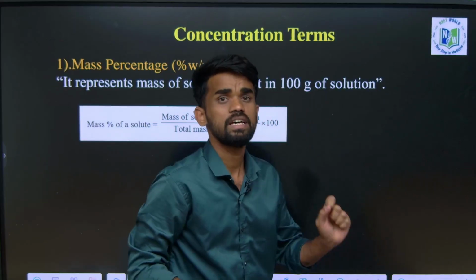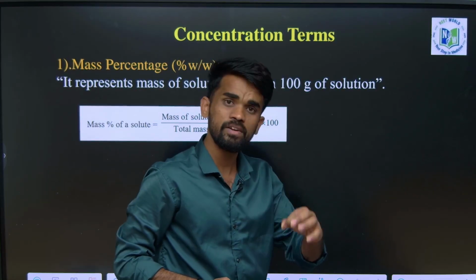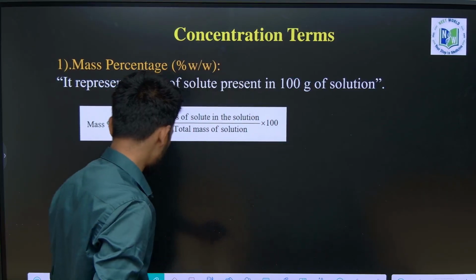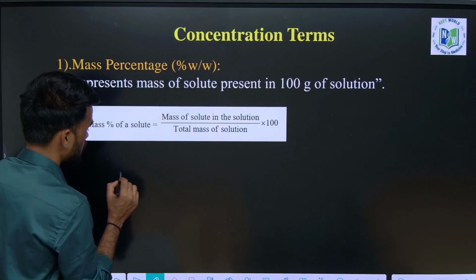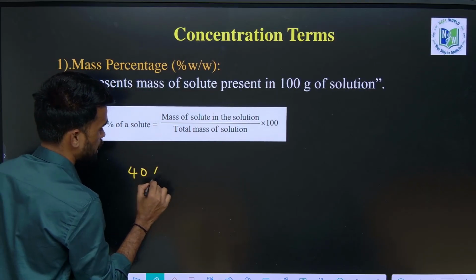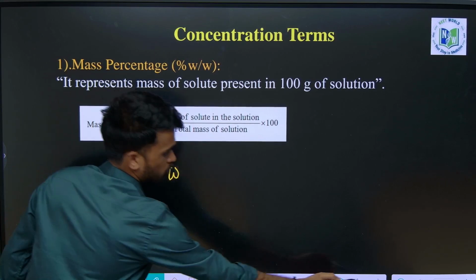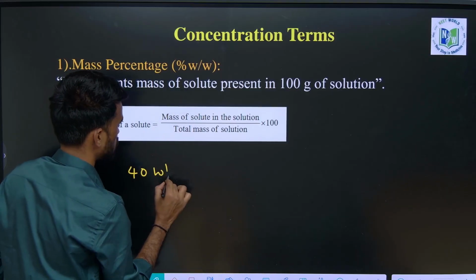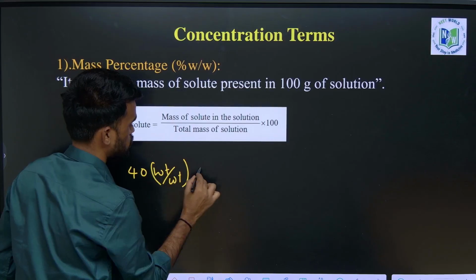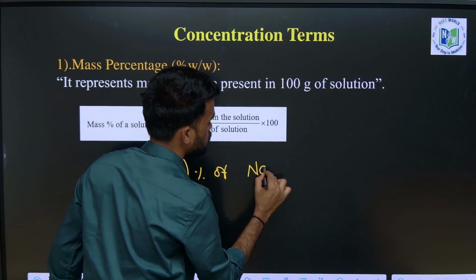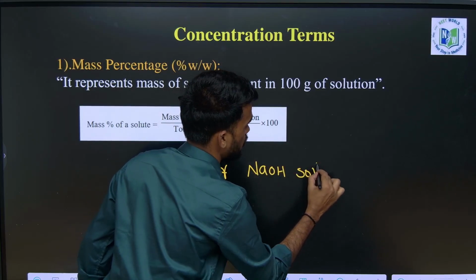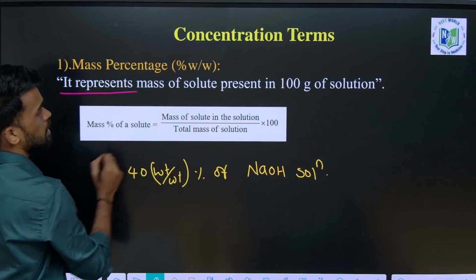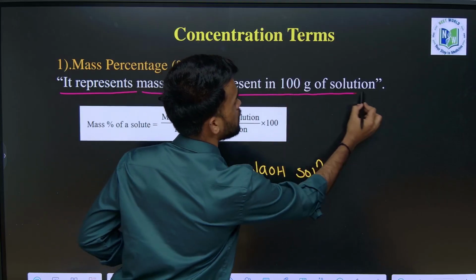Okay, the first one is weight by weight fraction, so weight by weight percentage. What do we mean by weight by weight percentage here? Let us say I am saying 40 weight by weight percentage of NaOH solution. I am writing like this. So what does it mean? Just read this. It represents the mass of solute present in 100 grams of solution.